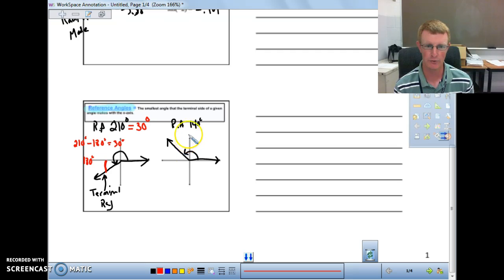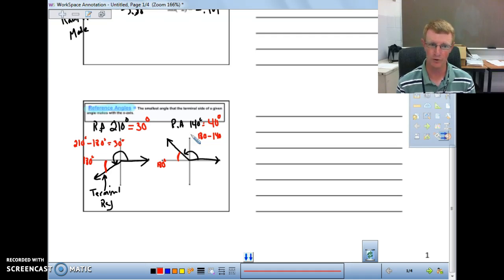You never get a reference angle to the y-axis. It's always to the x-axis. So in this case, we have 180 degrees here still. We have 140 to here, so to figure out the gap there, we do 180 minus 140. And we get a 40-degree reference angle. Okay, so that is our reference angles.